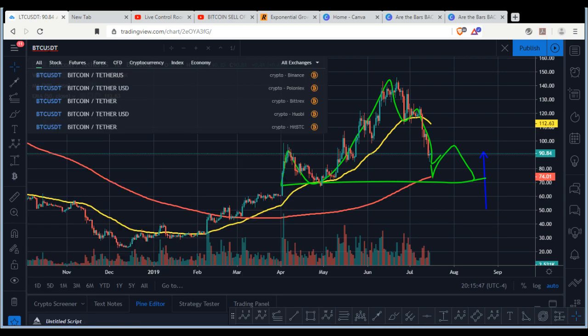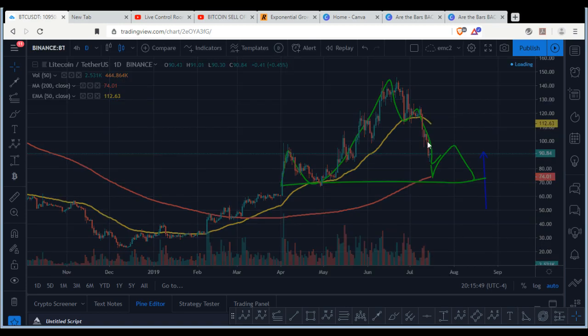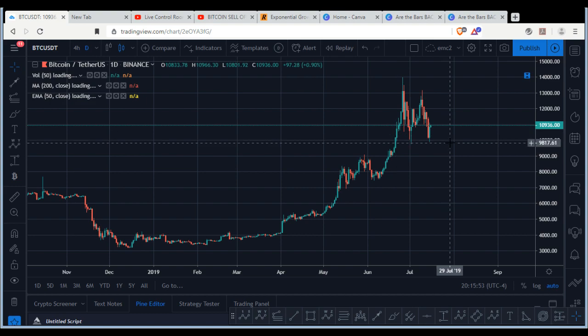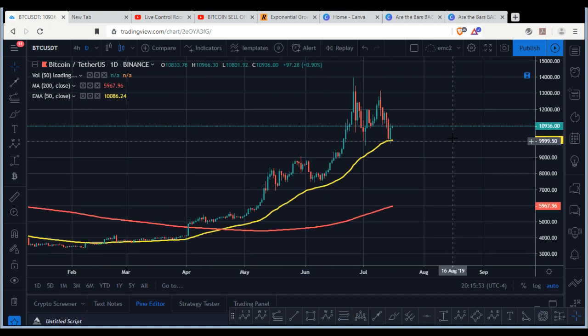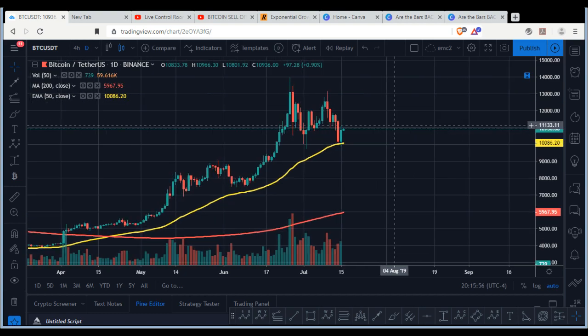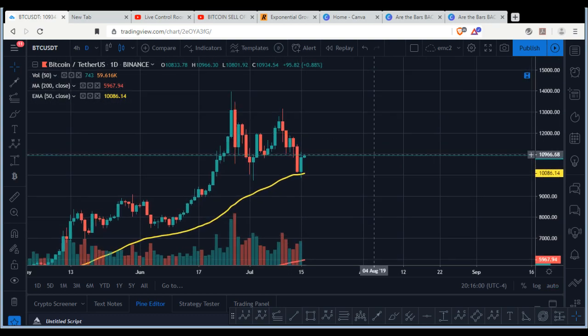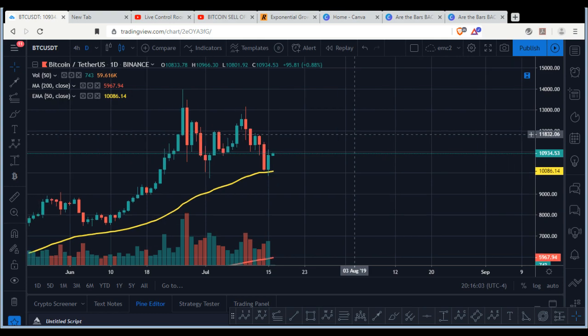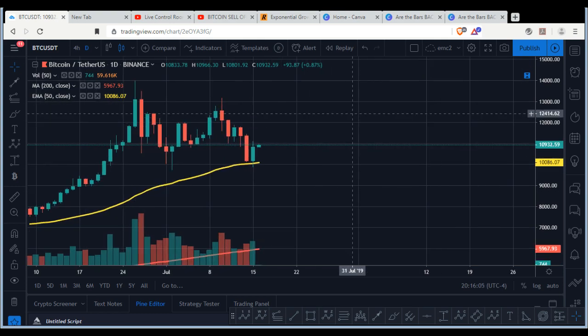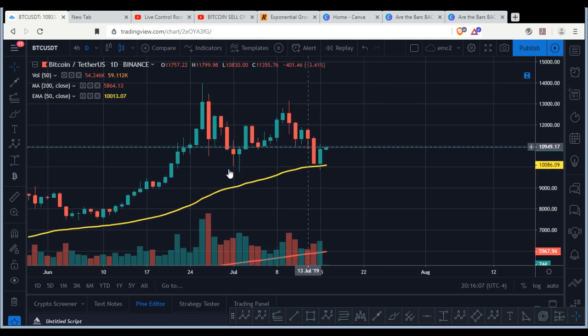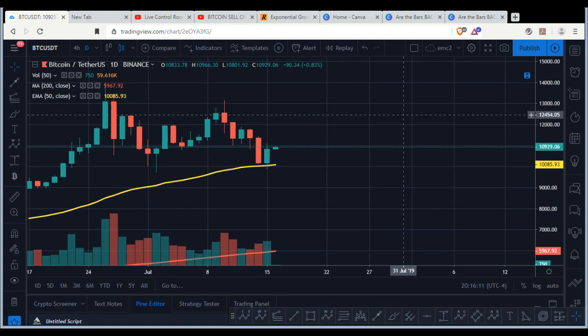But when you take a look at BTC, you just have to go back and watch the beginning of the live stream, so you can understand the different types of correction and how you're going to get your targets.